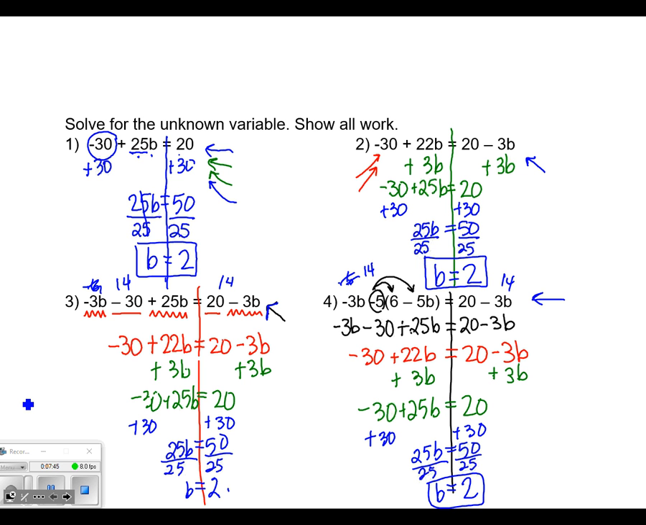Follow the progress. So, really quickly, first step, distribute if you need to. Second step, combine like terms. Third step, eliminate the extra variable term. I had to think for a minute. Step 4, eliminate the constant. Step 5, eliminate the coefficient. And step 6, of course, is always check your answer.